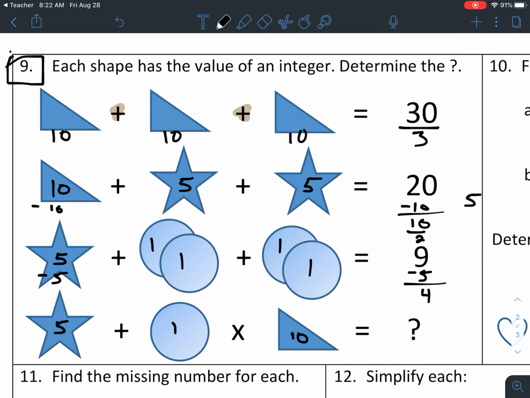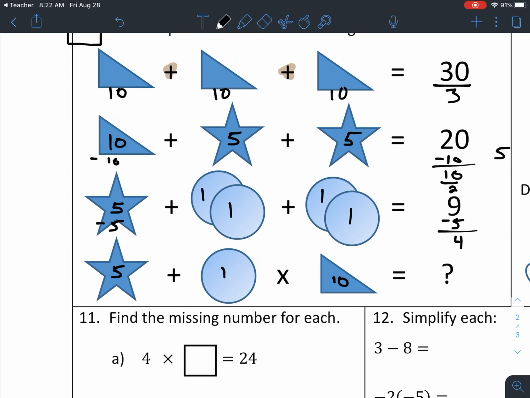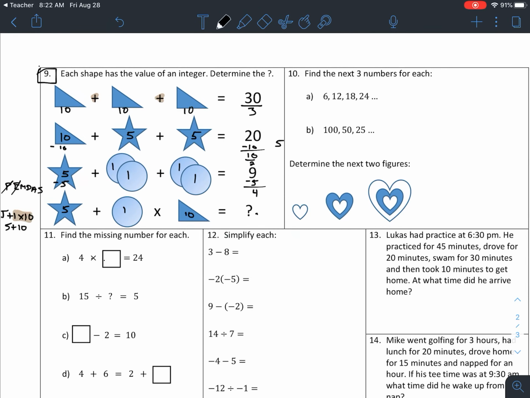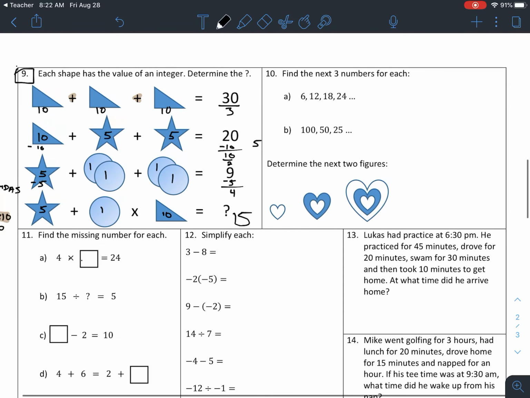And now we have our order of operations, which, if we look carefully at this, we have 5 plus 1 times 10. We should know our order of operations. There's no parentheses. There's no exponent. There is a multiplication, which is right here. 1 times 10. Any number times 1 will always leave you with that same number, so we're left with 10 plus 5, which our final answer would be 15 for this problem right here.